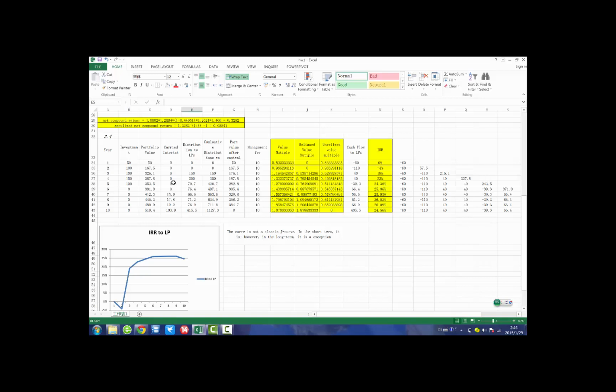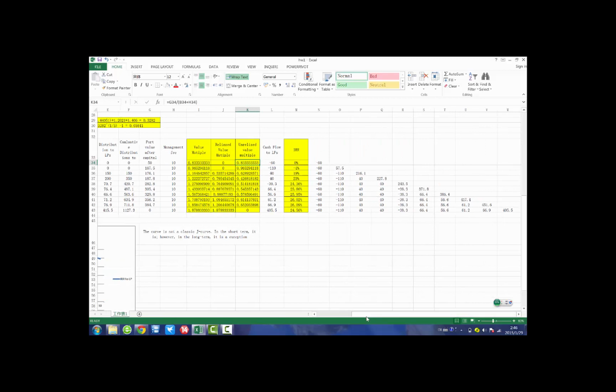And for the last question, we also used the Excel form. What we do is use the function in every column to calculate the value multiple, realized value multiple, and unrealized value multiple for each year. And then we calculate the cash flow to LPs, and then we have a form right here to calculate the IRR. Also use the IRR function.